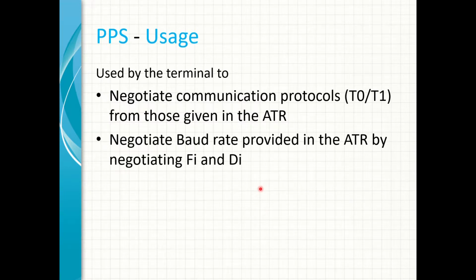The protocol and parameter selection is used by an interface device, for example, a terminal, to negotiate communication protocols, either T0 or T1, and also to negotiate parameters from an answer to reset. If you don't know about answer to reset, I did a video on that, just check it out. It's pretty simple. The protocol and parameter selection is what is done after an answer to reset from a card. So it's basically used to negotiate values that you receive from a card if they don't suit the values that you're using in your terminal or your interface device.